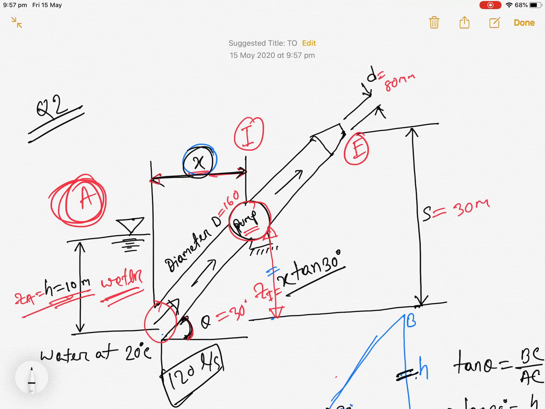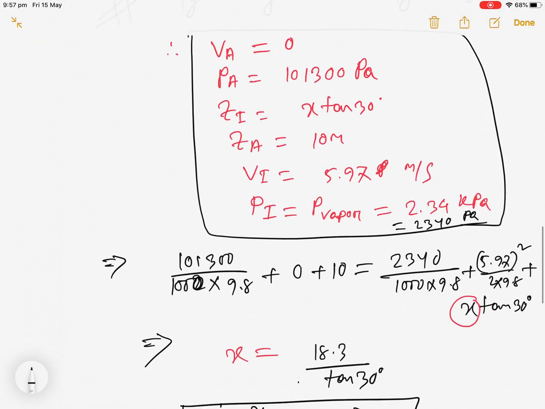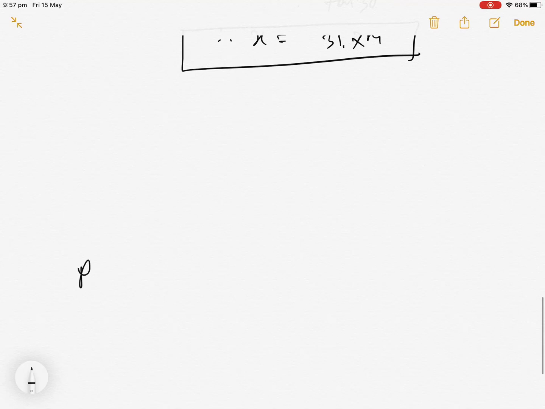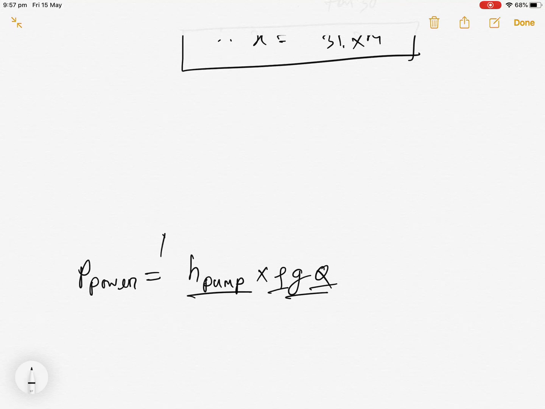But the question, if you can remember the other section, says you need to calculate the pump power. So now we actually need to use the energy equations. The pump power formula needs the pump head times the density, gravity, and the flow rate. So we know the flow rate, density, and gravity, so we need Hp, the pump head. We can get the pump head from the energy equation.